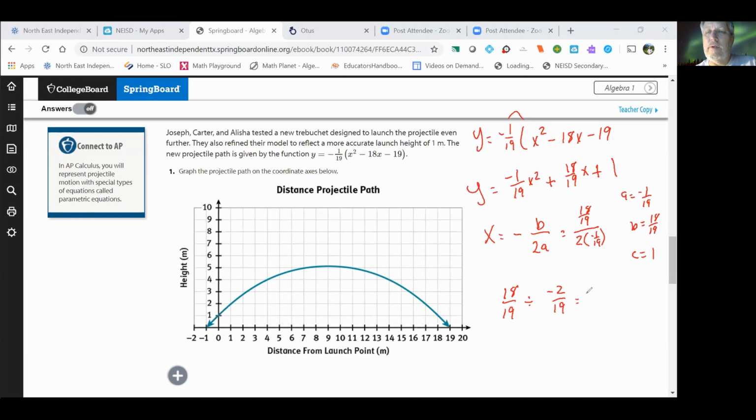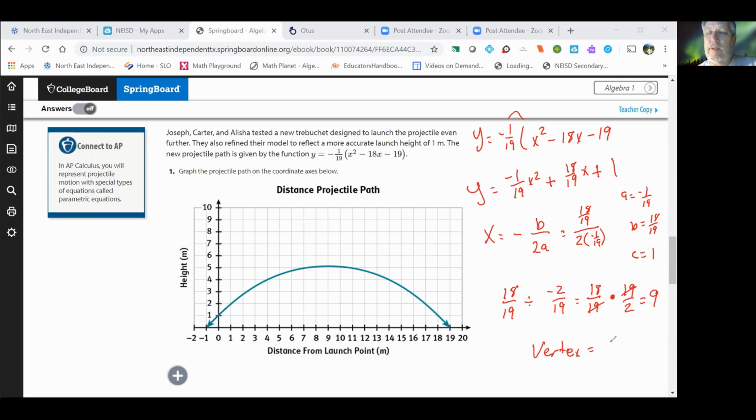And so as we go ahead and keep change flip, we're going to do 18/19. Keep change flip. That's going to be 18/19. Now we're going to change it to multiplication, and it's going to be 19/2. The 19s cancel. 18 divided by 2 is, of course, just 9. So our x value of the vertex is going to be 9.